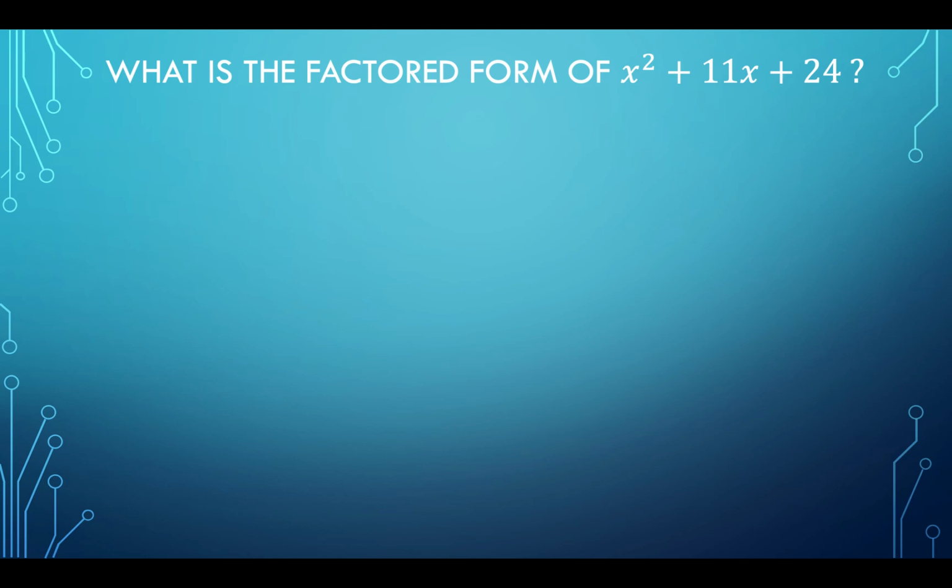So let's try this one. What's the factored form of x squared plus 11x plus 24? First thing, we're going to write down the factors of 24, and then we're going to write the sum of the factors. Now on a quiz, a test, or in your homework, I have it all set up where you use a little chart. You're going to write the factors of the number, the sum of the factors, and then what the actual factored form is. So let's practice.